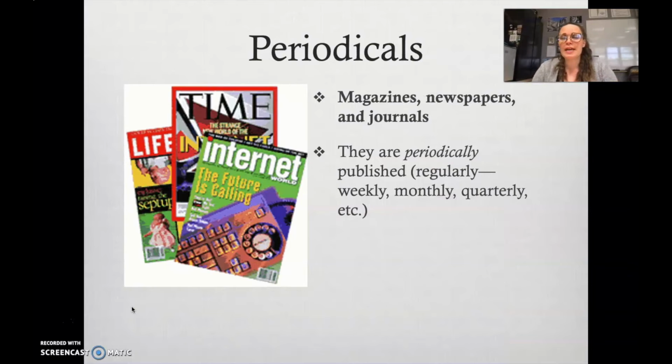Periodicals. Sometimes in databases, you can actually check the word periodical, and what it will do is filter through and just give you magazines, newspapers, and journals. These are called periodicals because they are periodically published, right? Something like Time magazine is published every so often, right? So whether that means weekly, monthly, quarterly, yearly, they are periodically published, and that's why they are called periodicals: magazines, newspapers, and journals.